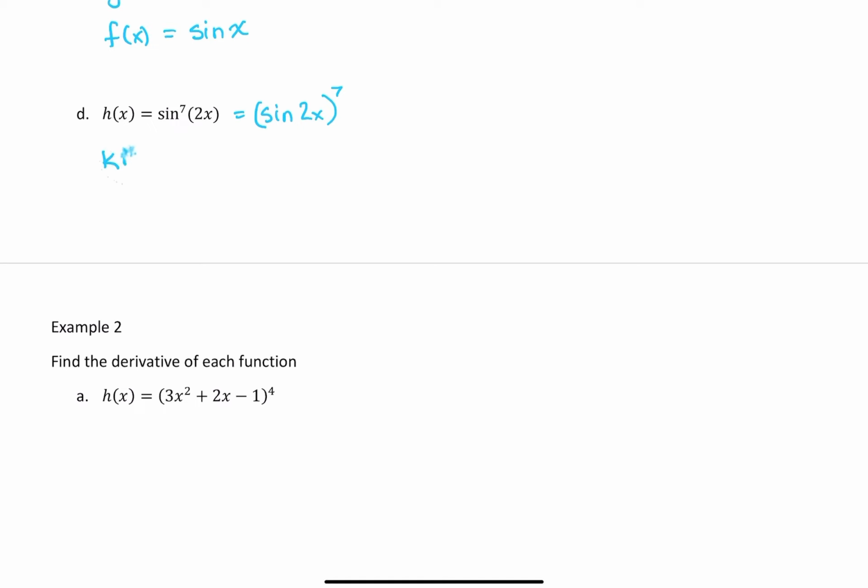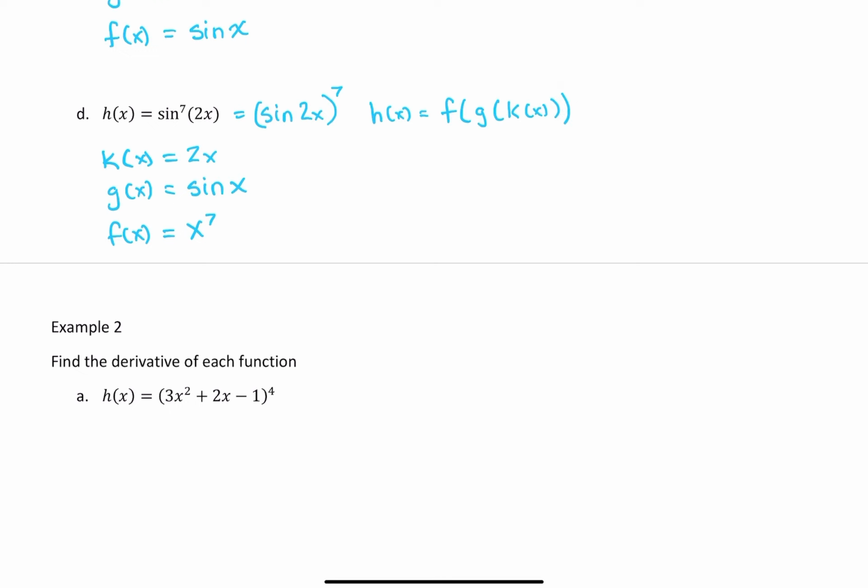Let's go with K. So K of X is just going to be you multiply something by 2. Then we'll say G of X is after you multiply that thing by 2, you take the sine of it. So that's going to be the sine of X. And then F of X is the last thing that you do, which is raise that thing to the 7th power. So those are our 3 functions. So if we wrote this as a composition of functions, we could say h of x is equal to f of g of k of x.